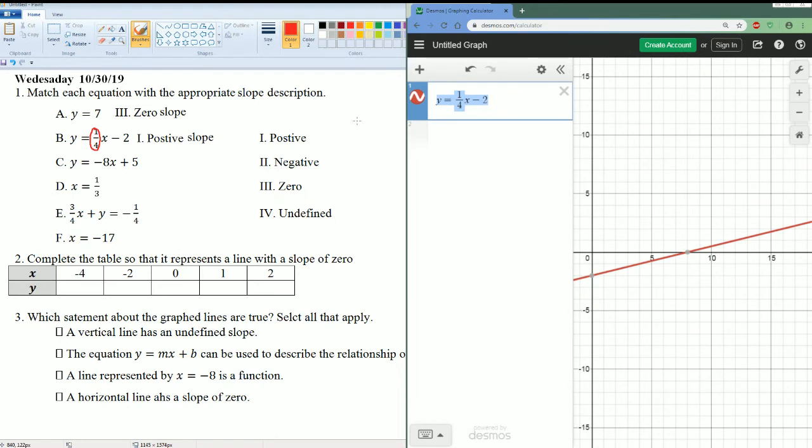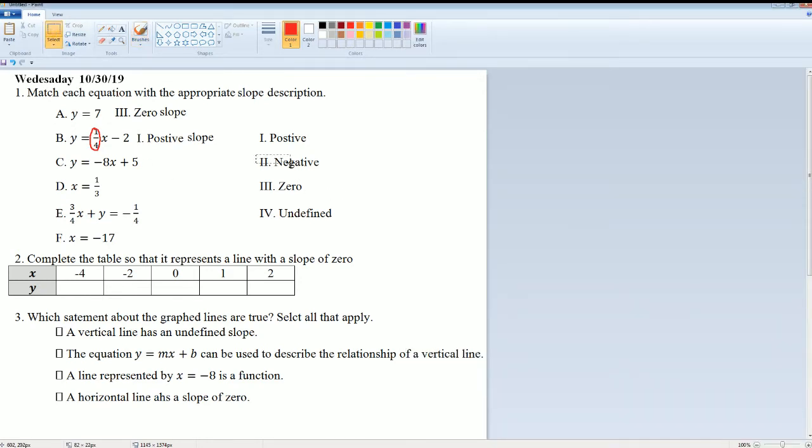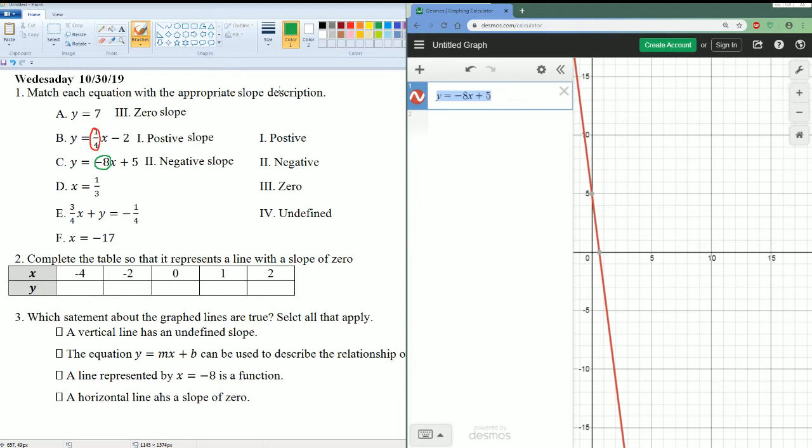Next one, we can just graph it. Makes our life easier. Y equals negative 8x plus 5. Look, goes down. So we would say this one has a negative slope. It would make sense because if you look at the value, the m in front of the x, that is a negative.